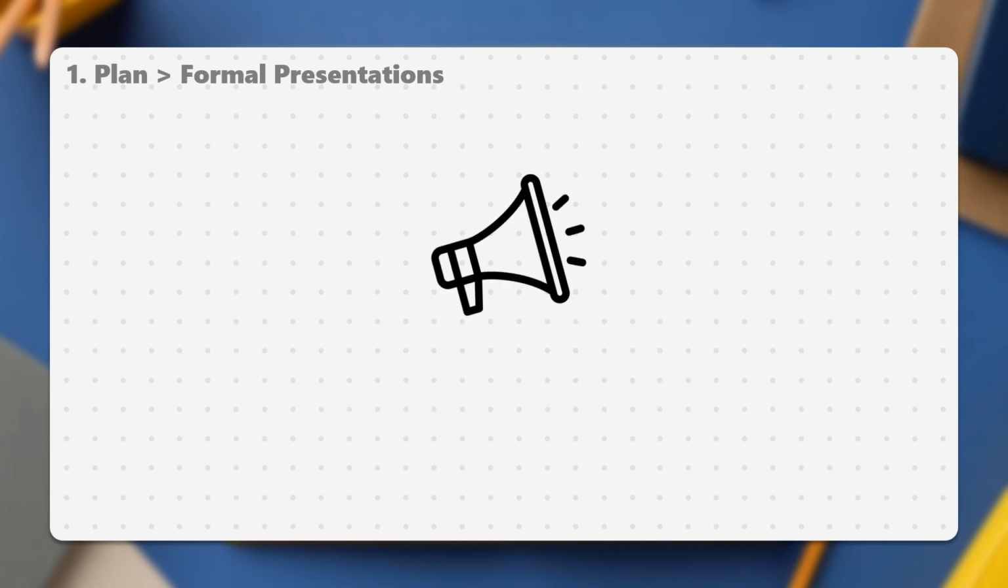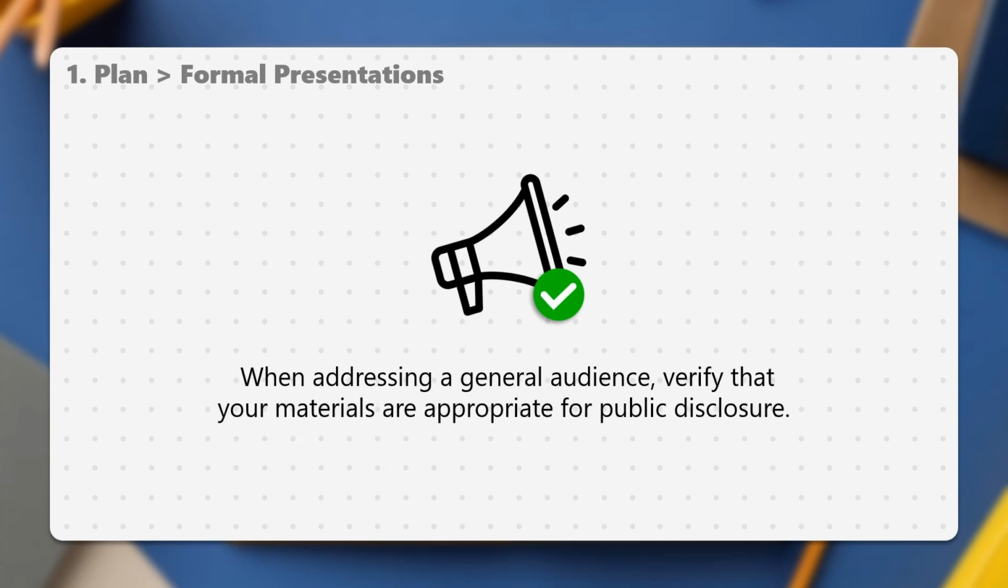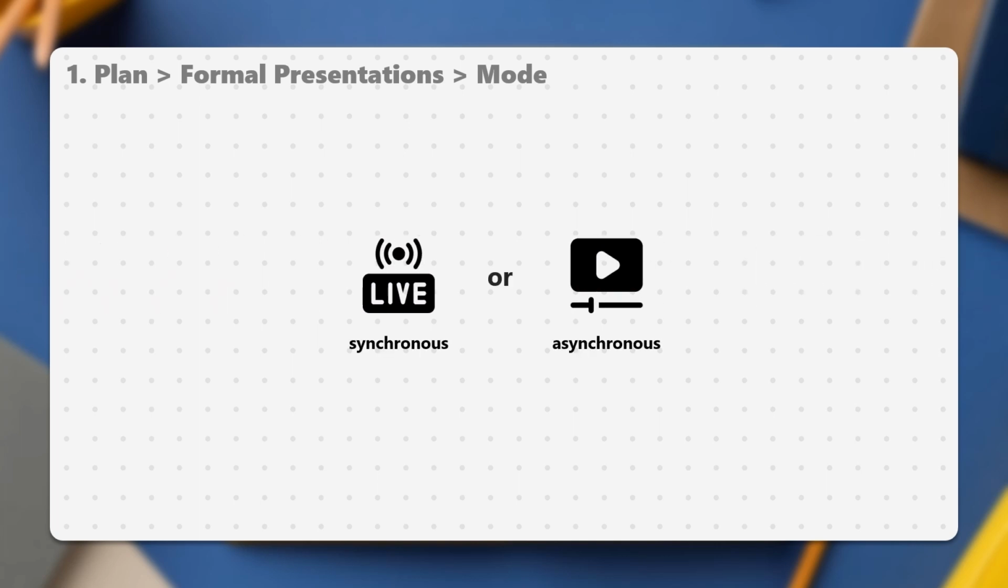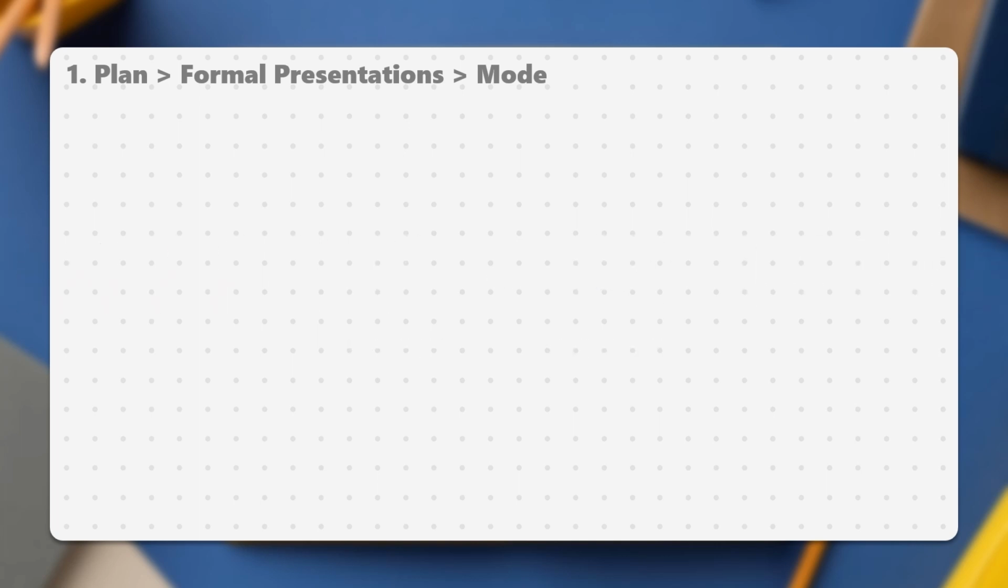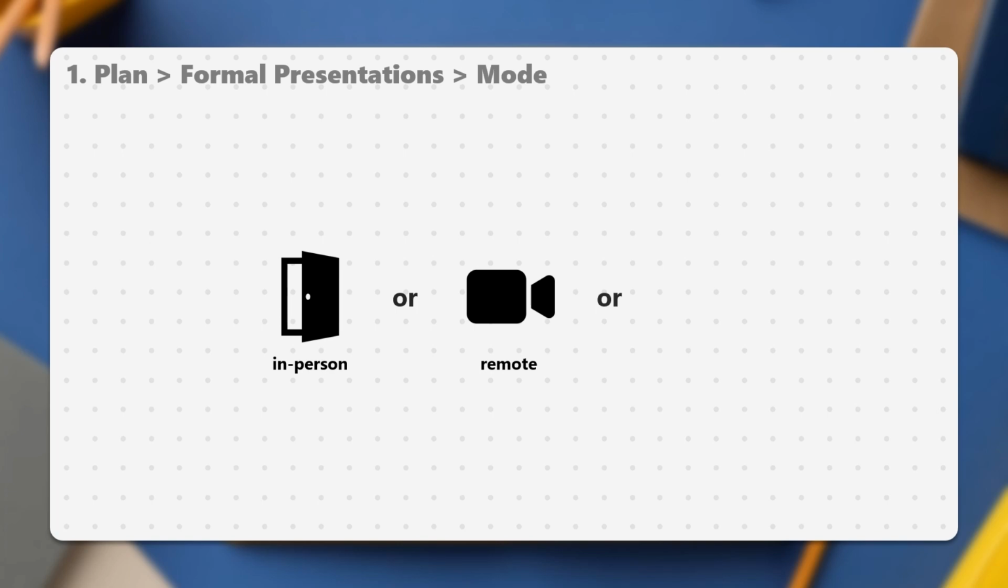If you are addressing a general audience, verify that your materials are appropriate for public disclosure, avoiding any sensitive or confidential information. You will also need to consider the mode of your presentation. Will it be synchronous or asynchronous? Will it be an in-person, remote, or hybrid presentation? These decisions will impact the screen format, slides requirement, and other logistical details of your presentation.